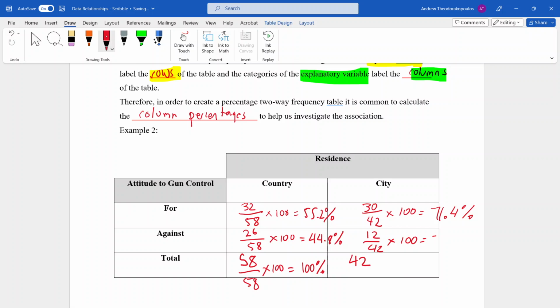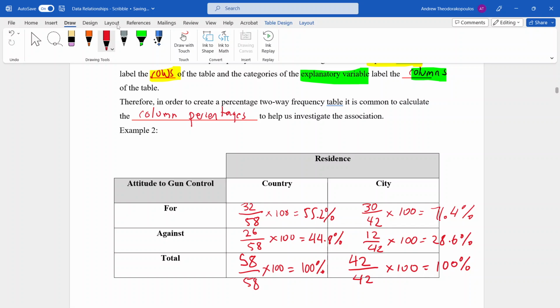So 28.6%. Okay, so for the last one total, 42 out of 42 people should give us 100%. So now we've got more information to read and more of an idea what's going on.